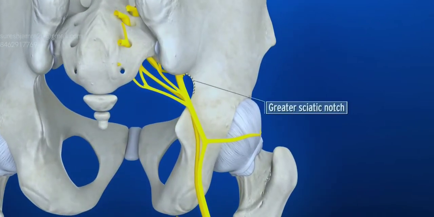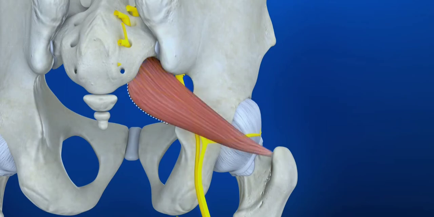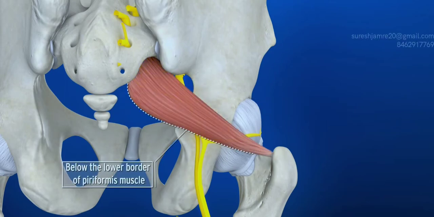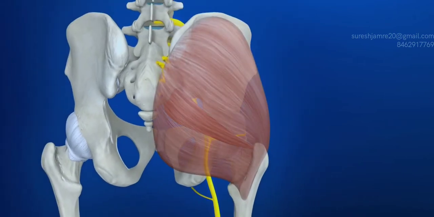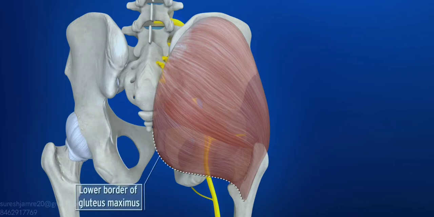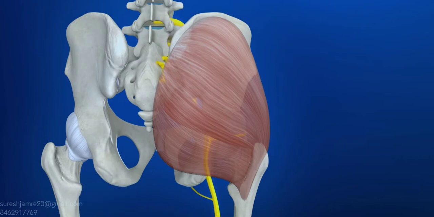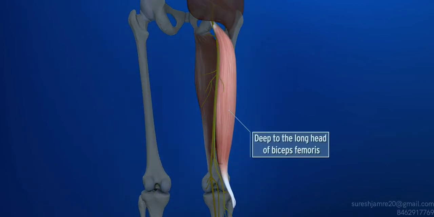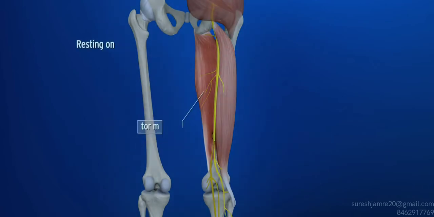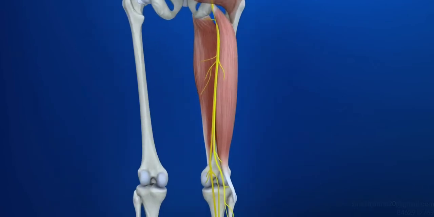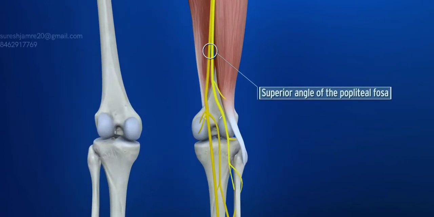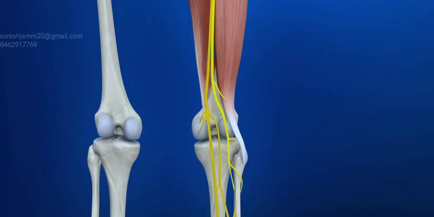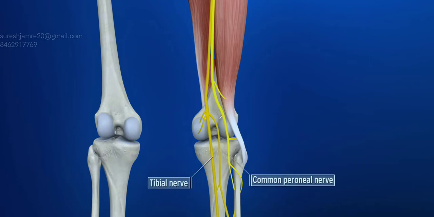It passes through the greater sciatic notch and appears below the lower border of piriformis muscle, under cover of gluteus maximus. It then emerges below the lower border of gluteus maximus and appears on the back of thigh. It passes downwards deep to the long head of biceps femoris, resting on adductor magnus. At the superior angle of the popliteal fossa, it divides into tibial and common peroneal nerve.